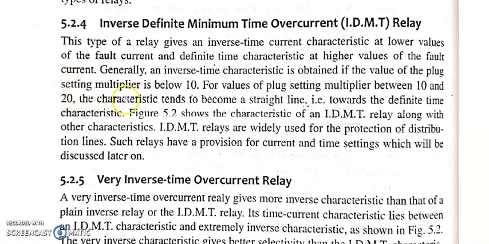So generally if the plug setting multiplier is below 10, then it acts like inverse time characteristic. If the plug setting multiplier is above 10 and below 20, then it acts like definite time characteristic, where the characteristic becomes a straight line towards the definite time characteristic like we have seen in the earlier figure. In the coming figure, we shall see the characteristic of IDMT relay along with the other characteristics. So IDMT relay is widely used for the protection of distribution lines. Such relays also give the provision of current as well as time settings.